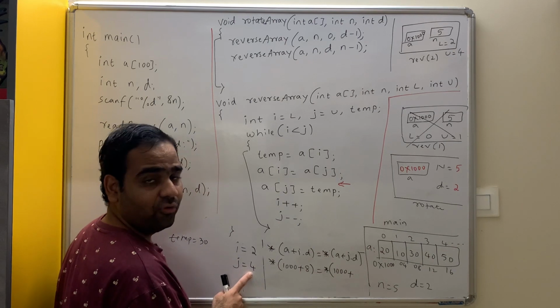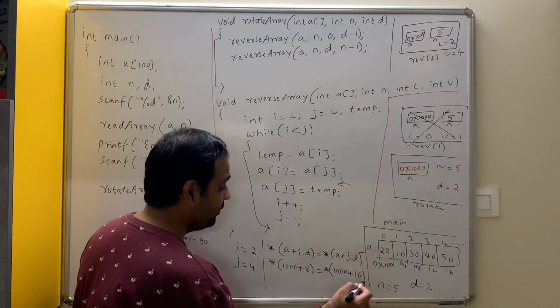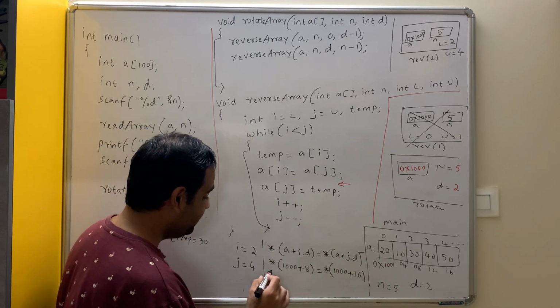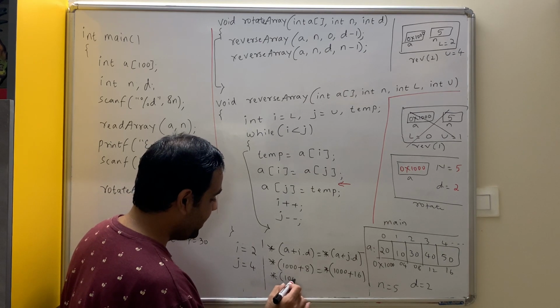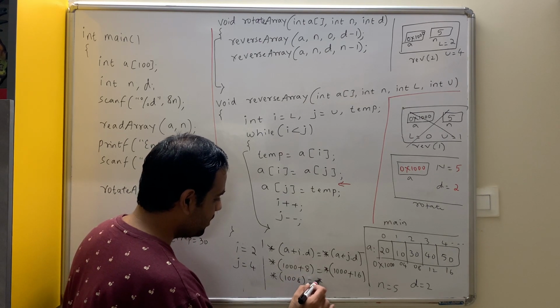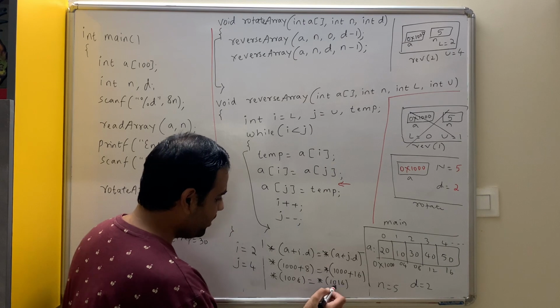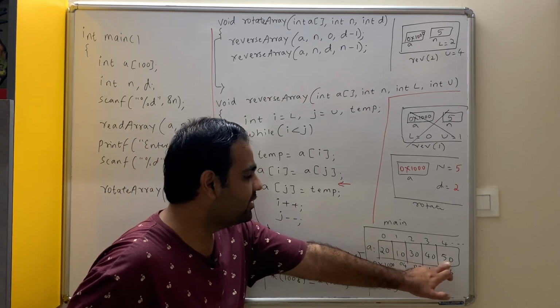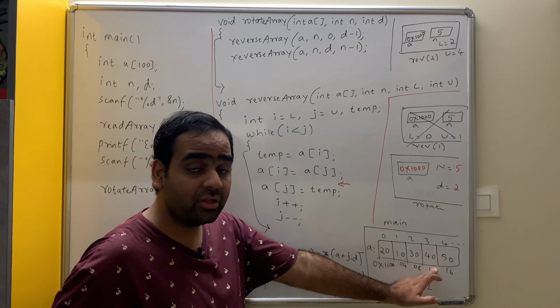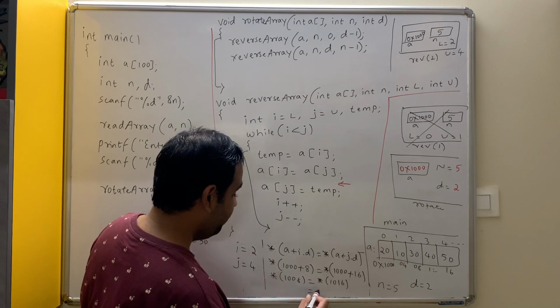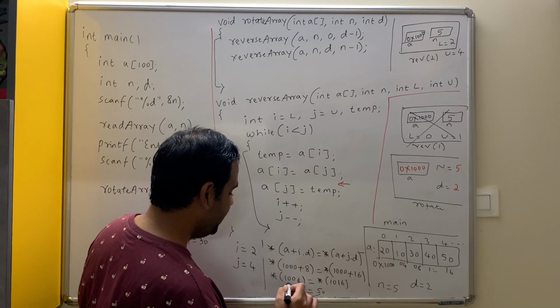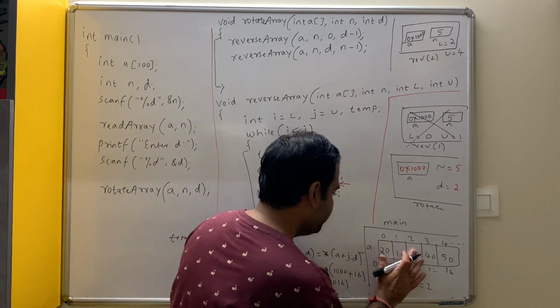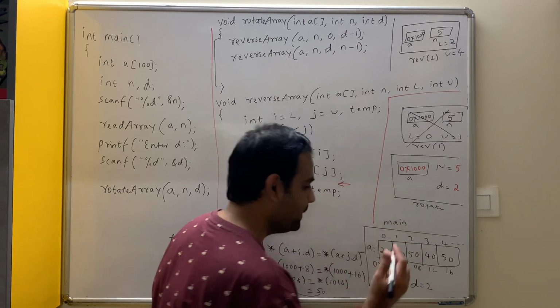What is the value of J? 4. 4 plus 4 is 16. No, 4 into 4, I am sorry. 4 into 4 is 16. It becomes star 1008 is equal to star 1016. Always evaluate the RHS first, and star 1016 is 15. It is in main scope. It is 50, and where are we storing 50? Back in 1008. Therefore this becomes 50.